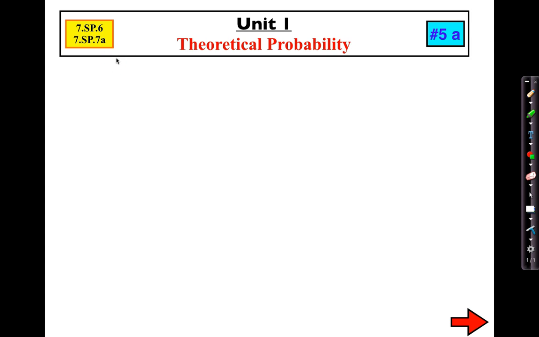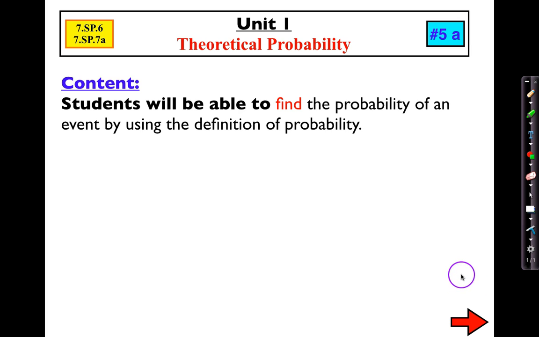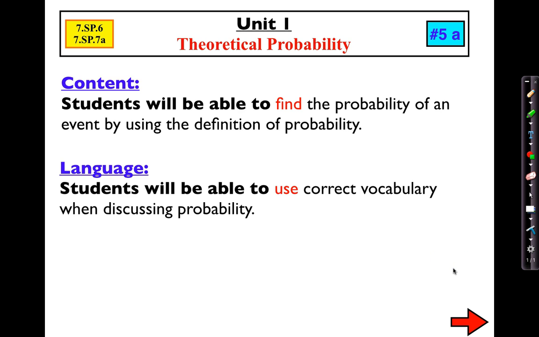Welcome back. Today we're going to be talking about theoretical probability. Our content objective is students will be able to find the probability of an event by using the definition of probability. Language objective is students will be able to use correct vocabulary when discussing probability.